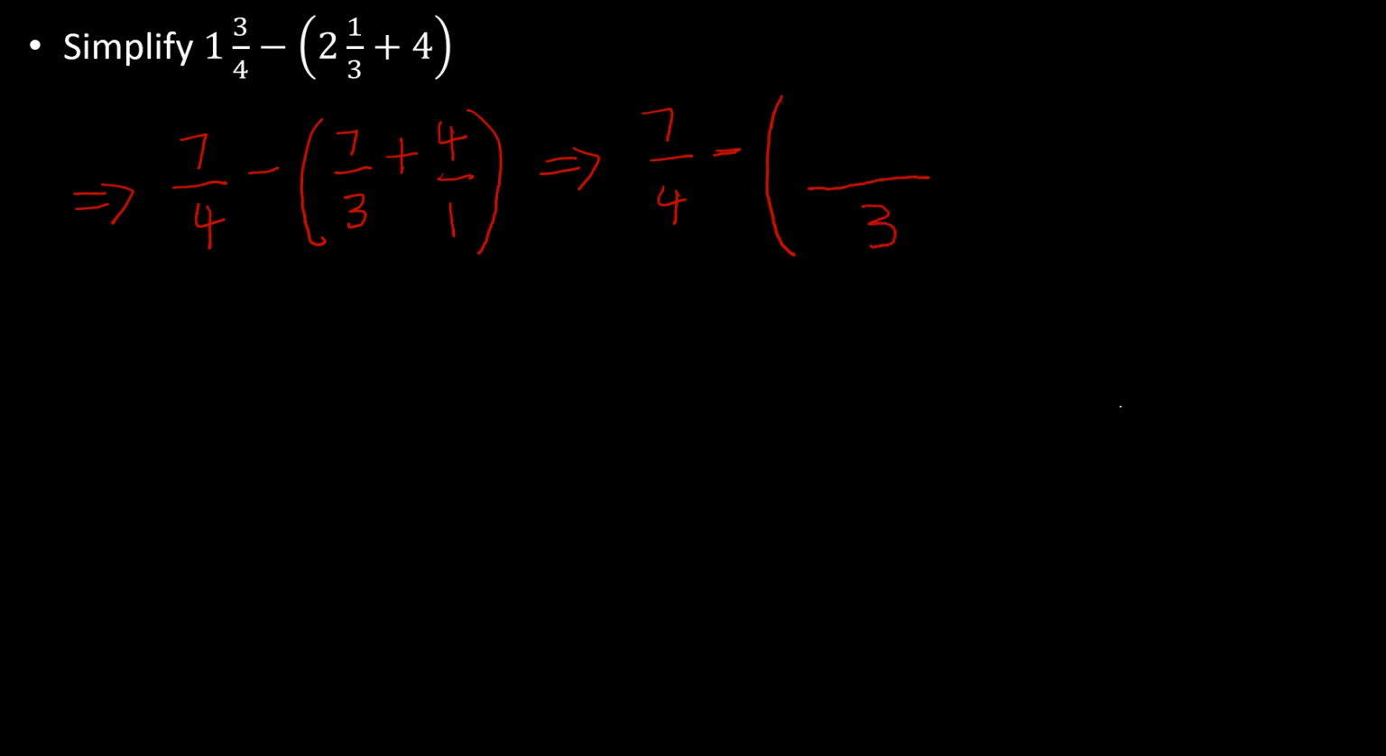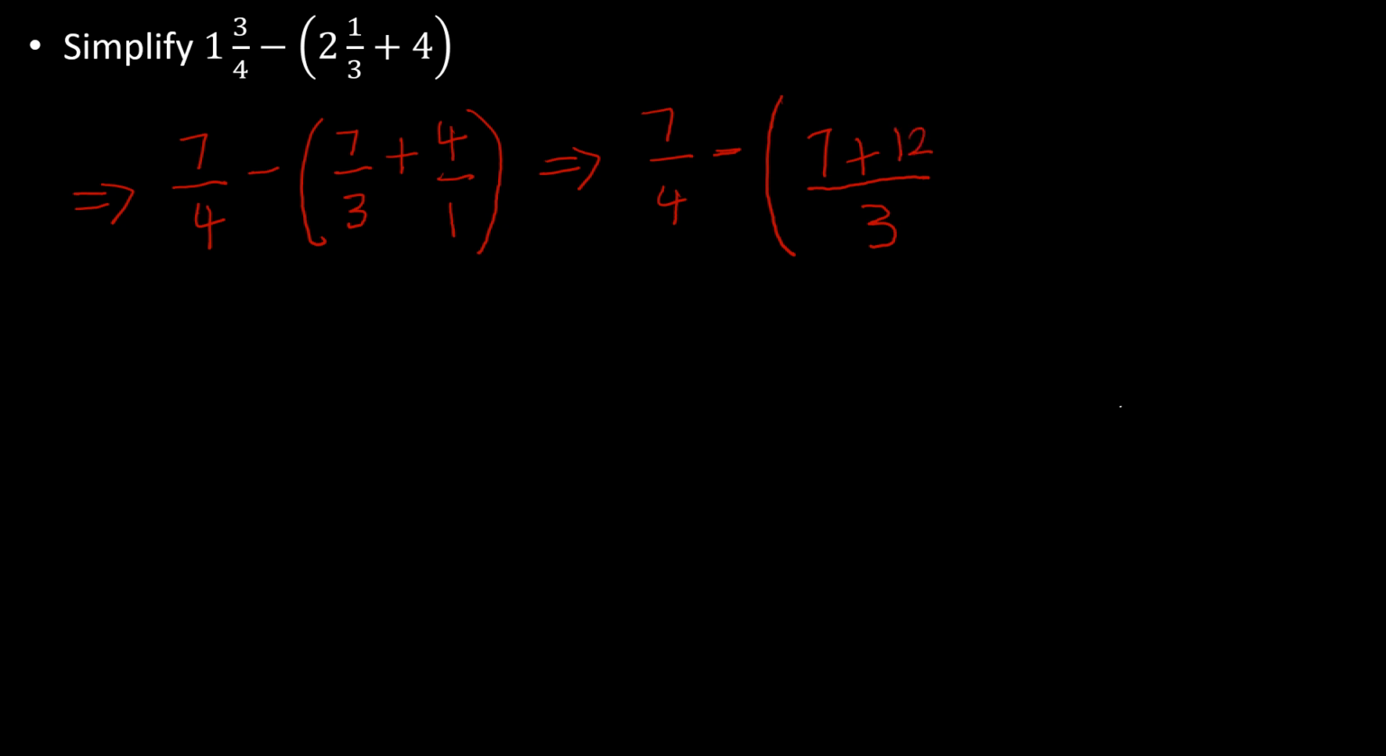Okay? Lowest common multiple is 3. Now, if we divide 3 by 3, we're going to have 1. And if we multiply 1 by 7, we're going to have 7. Okay? Now, we'll repeat the same process for the next fraction. If we divide 3 by 1, we're going to have 3. And if we multiply 3 by 4, we're going to have 12.